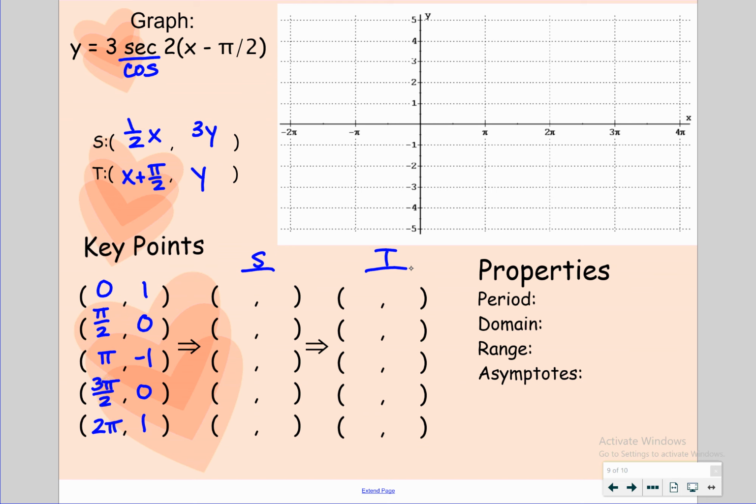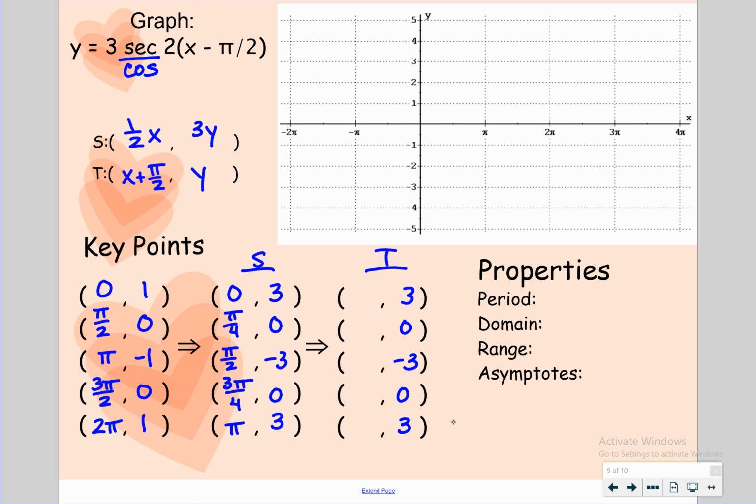Okay, scale changes first. Translation second. 1/2 times each of my x's will be 0, pi over 4, pi over 2, 3 pi over 4, and pi. 3 times each of my y's: 3, 0, -3, 0, 3. Now my translations, the y's are going to stay the same: 3, 0, -3, 0, 3.